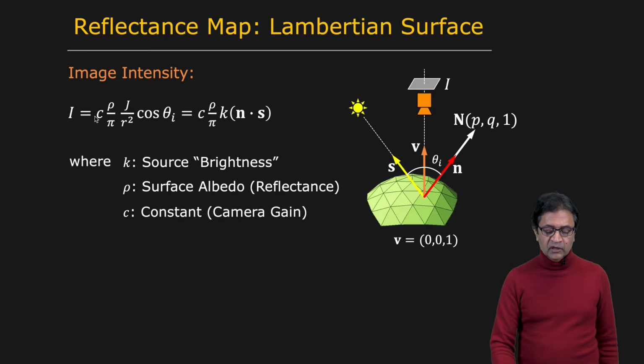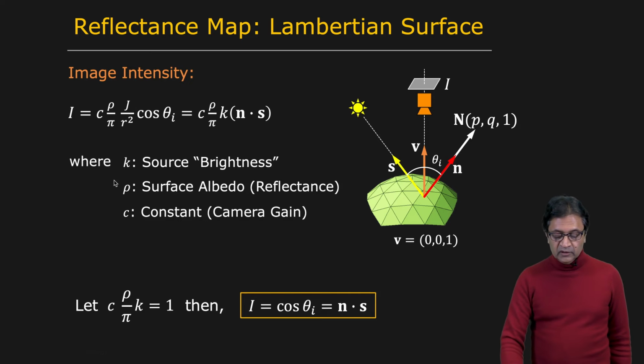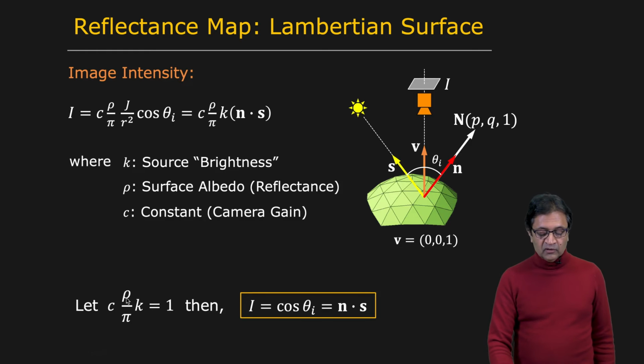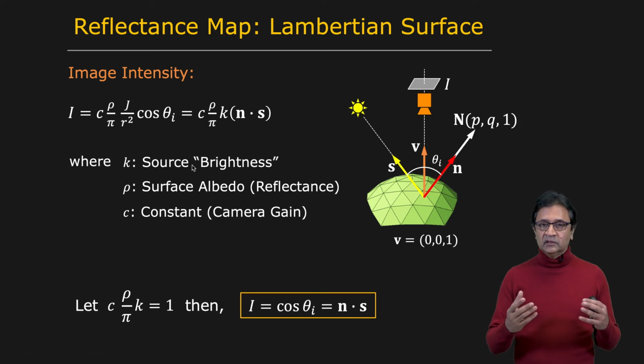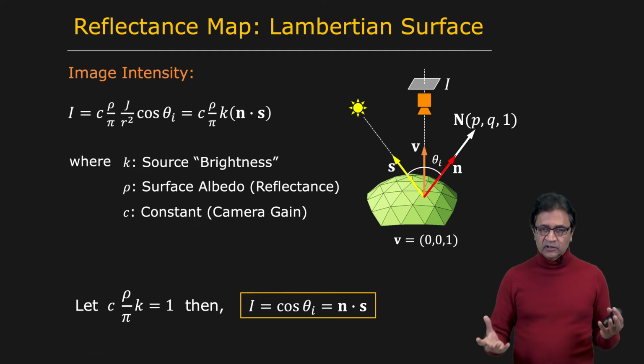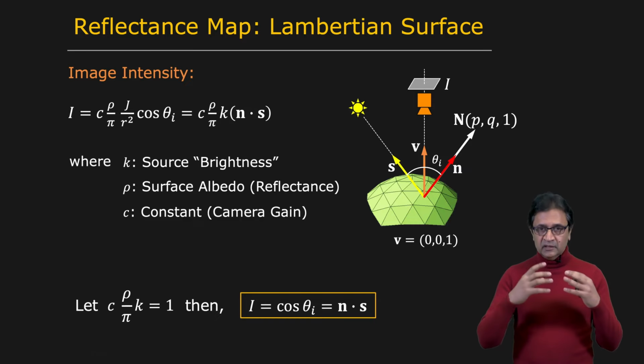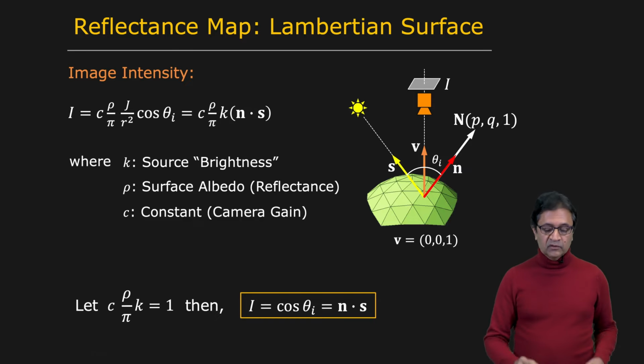Now remember, C is known in any imaging system. In fact, in our case, rho is also known, and J and R are also known because we are assuming we know the light source and we know the reflectance properties. So we can simply assume that C times rho divided by pi times K, K is J divided by R squared right here, which we will call the source brightness. It's a very loose definition of brightness because it folds inside of it the radiant intensity and the distance of the source as well. But C times rho divided by pi times K, we'll simply assume that that's equal to 1.